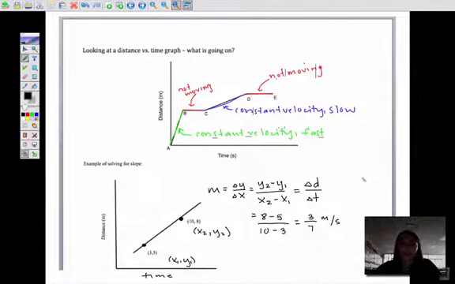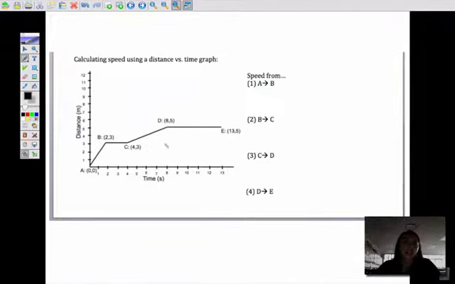Now let's do that on a bigger graph. So we're going to calculate the speed from A to B, B to C, C to D, and D to E. So let's write a little reminder to ourselves up here that slope is equal to y2 minus y1 over x2 minus x1. Let's solve from A to B first. So we're solving this line right here. Remember, we go left to right, so our first coordinate is going to be A, our second coordinate is going to be B.